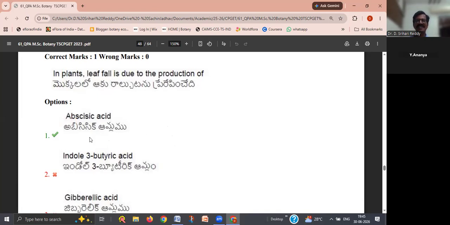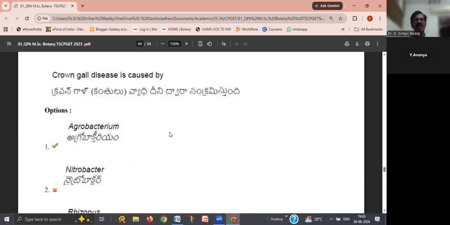So this abscisic acid acts like an off condition. Okay, so leaf fall is induced by abscisic acid. Next, Crown gall disease is caused by Agrobacterium. We know Agrobacterium tumefaciens causes Crown gall disease, particularly in the dicots.